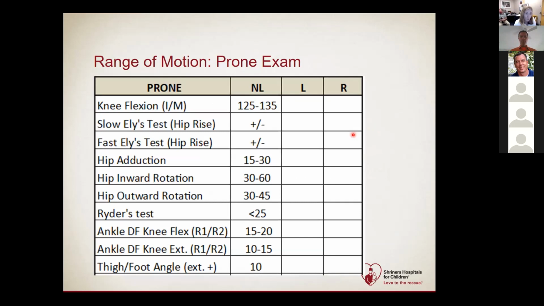Then we look at them prone, so lying on their stomach. We look at knee flexion. We do something called an Ely's test that's looking at the spasticity of their rectus muscle. Their hip adduction, their femoral rotation is hip inward and outward rotation. And we also include a Ryder's. That's again another measure for their femoral anteversion. And then their ankle dorsiflexion and another thigh-foot angle, which also looks at the orientation of their tibia.